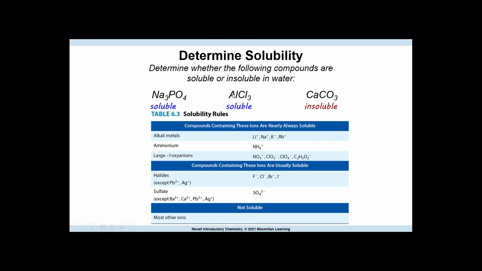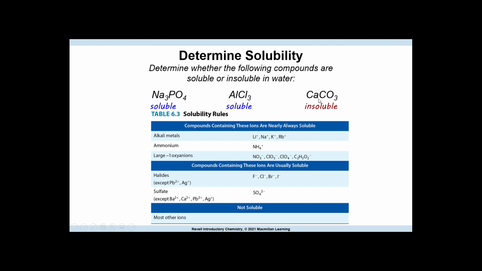Here we have aluminum chloride. Okay, so it's nothing here. So we have to go down to that. We have halides. We have a halide because we have chloride. Here are the exceptions, and aluminum's not part of it, so this is soluble. Now we have calcium carbonate. We don't have anything here. We don't have anything here, so we have to go down to the bottom ones, right? And let's see, we have calcium. Why isn't, okay, this one's not telling.